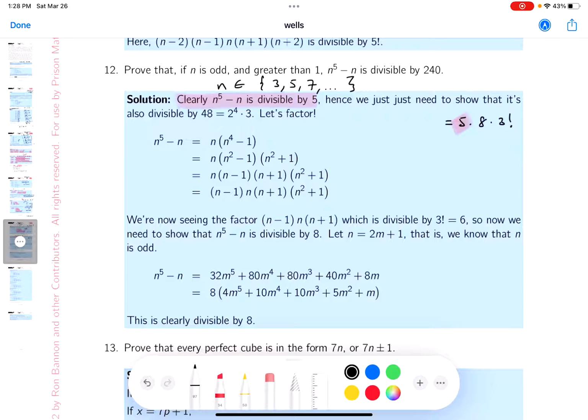I'm going to factor it. And it's not a bad factorization problem. Factor out an n. The 4th degree minus 1 factors nicely. And it kind of proceeds along nicely. And now I'm looking at this thing, and I notice it's consecutive integers. How many? 3. So it's also divisible by 3 factorial.